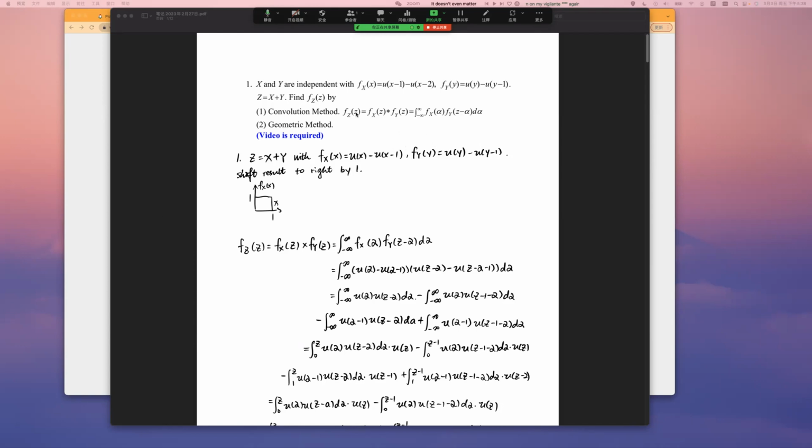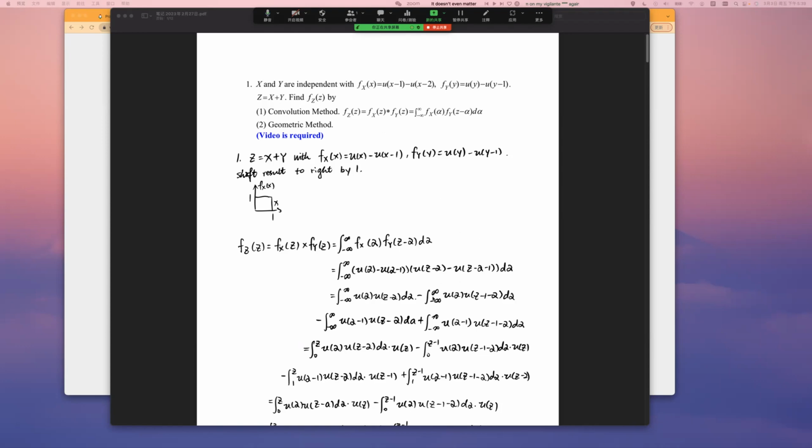So we can expand this formula and know that, first of all, we shift the result to the right by 1. And we know that f_Z equals the integral from minus infinity to infinity of f_X(alpha) times f_Y(z minus alpha) d alpha, which equals the integral from negative infinity to infinity of [u(alpha) minus u(alpha minus 1)] times [u(z minus alpha) minus u(z minus alpha minus 1)] d alpha. It is from this equation.